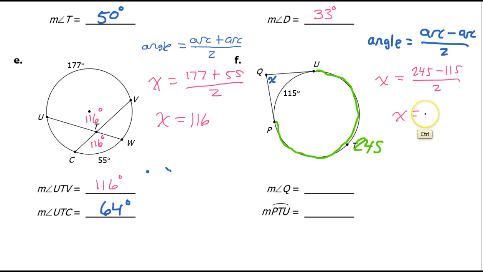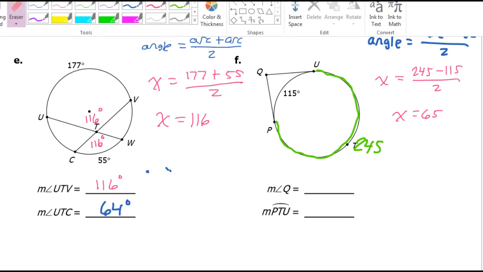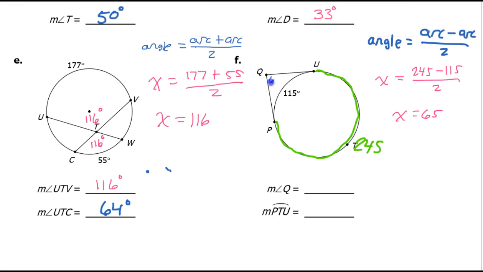Or does anybody have that all calculated out for me already? 187. No. 65? Okay, so the outer angle is 65. Does everybody agree on that? Okay. All right, so that outer angle is 65. I'm going to go ahead and put that in there. Okay, so they asked us for the measure of angle Q. So that is the 65 that we just found, and they asked us for the measure of arc PTU. That's the 245 we found a minute ago.